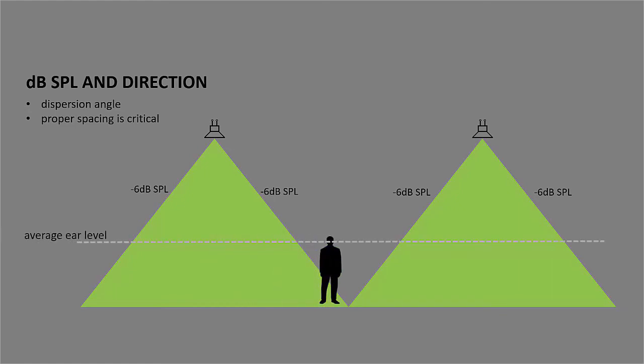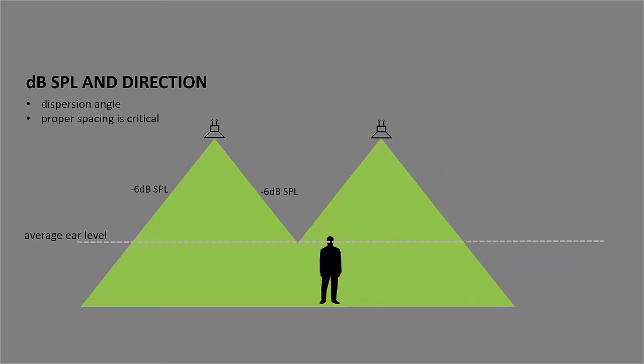This is especially true if the speakers are used for background music or in an environment where pages are frequent, like a noisy airport gate area. Moving speakers closer together so that dispersion angles meet at ear height results in much more even coverage.